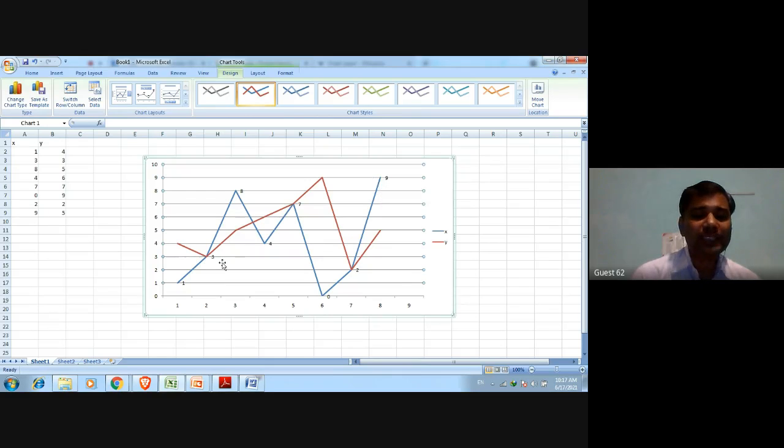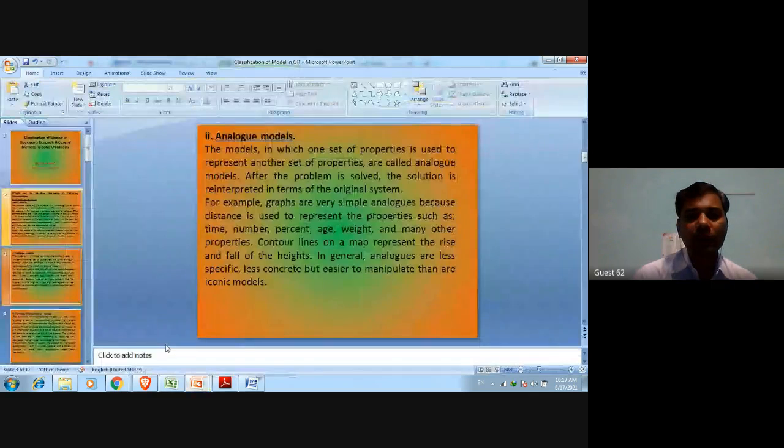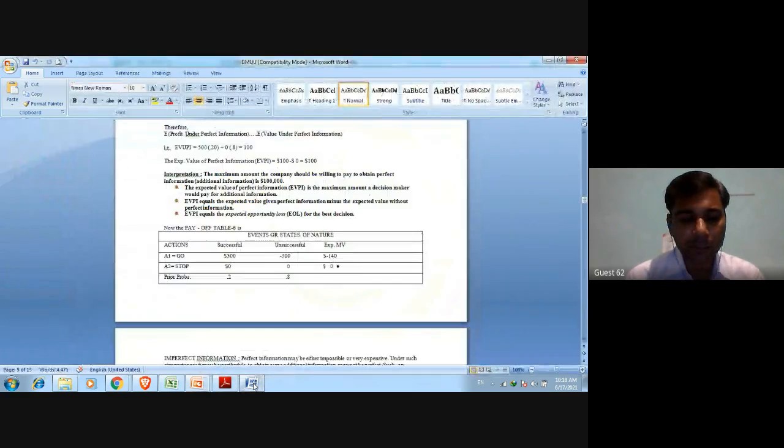So this type of model is called an analog model, when the models are represented in either a graph or a chart. So you can represent all your information, either in percentage or age or weight or number or time, in graphs and charts. Suppose that you have to represent your 5-year sales. How can you represent it? Let us see here.